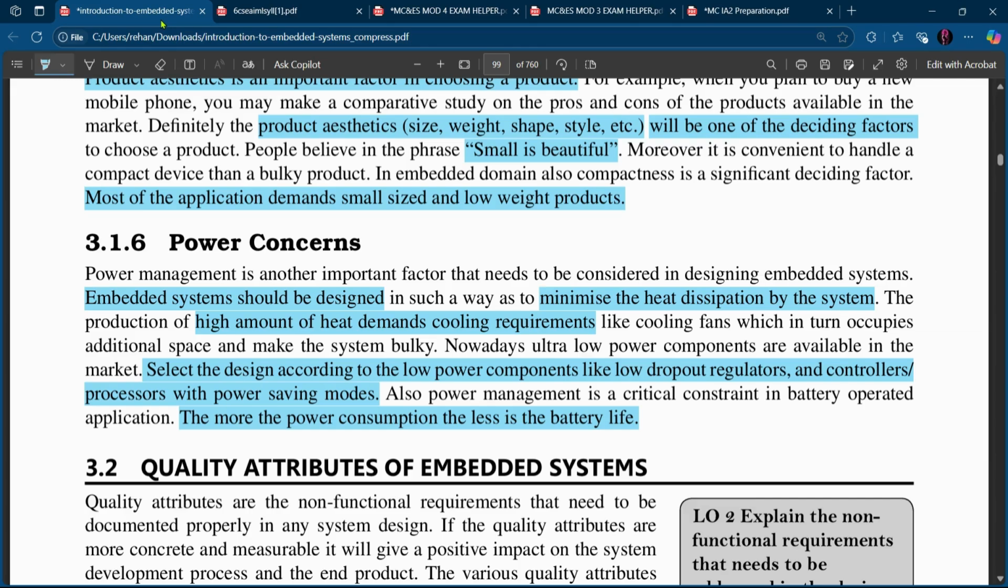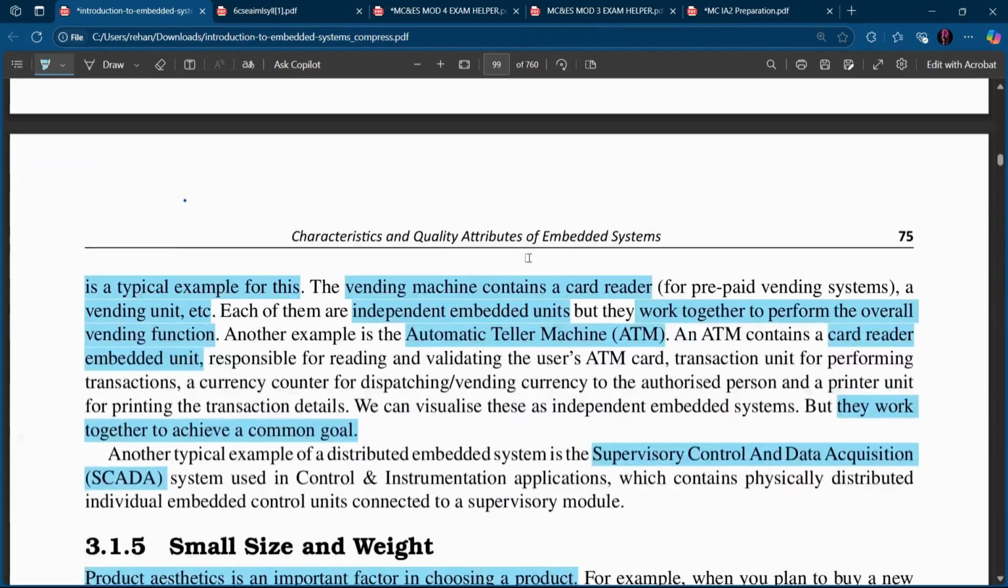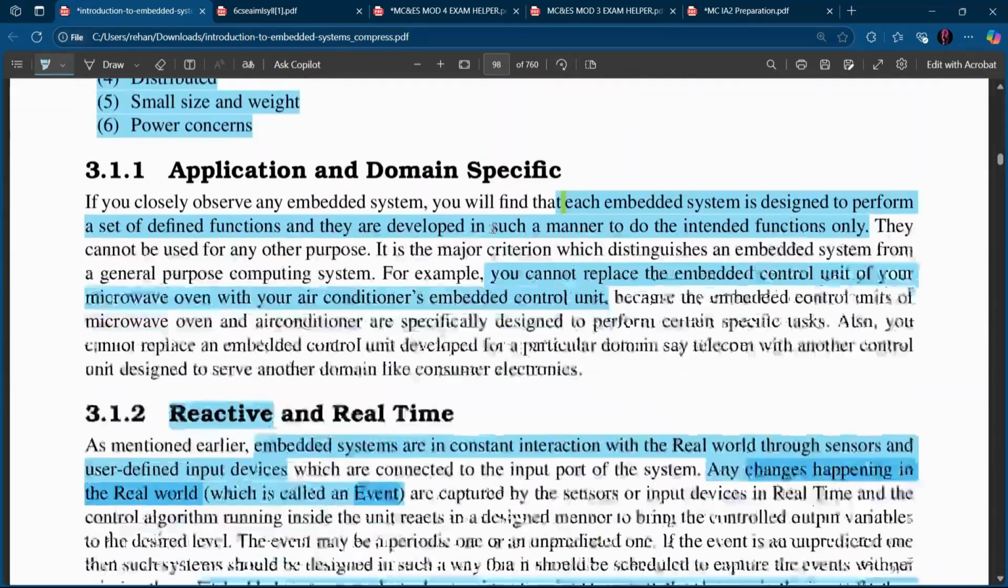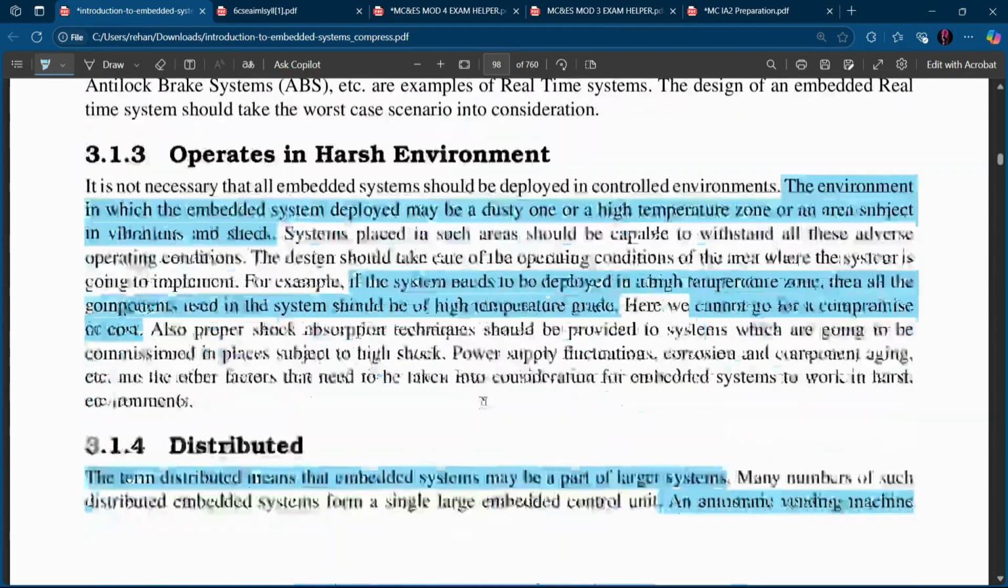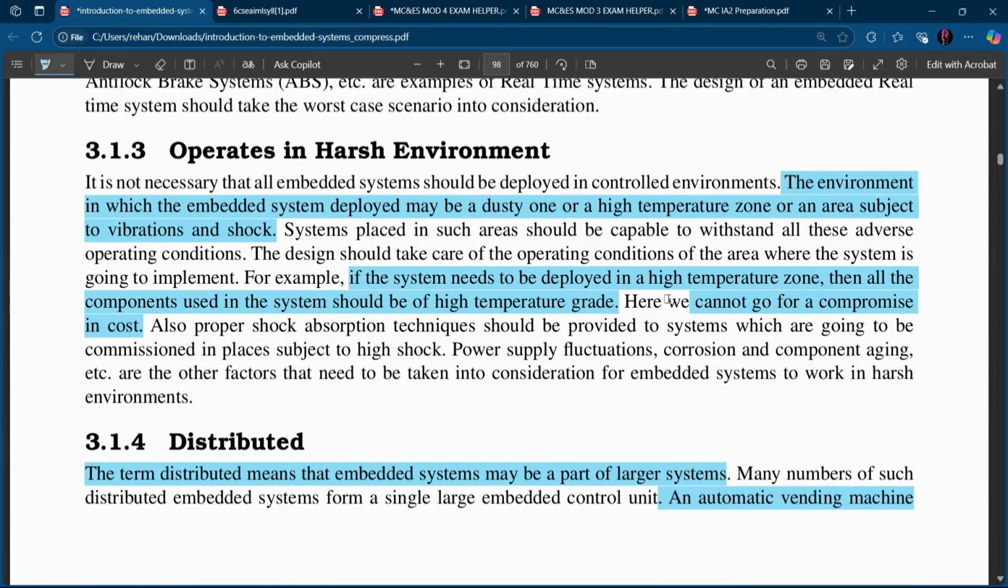Very easy. Always remember, if you're not able to fill in quality technical terms, take an example, use the same technical terms in the example, and just expand it. You can take the example of a microwave or AC for the first one, and for reactive you can take the car accident example. Operates in harsh environment: you can mention high temperature, dust, vibrations. You can select a specific region like desert, hilly or cold region.